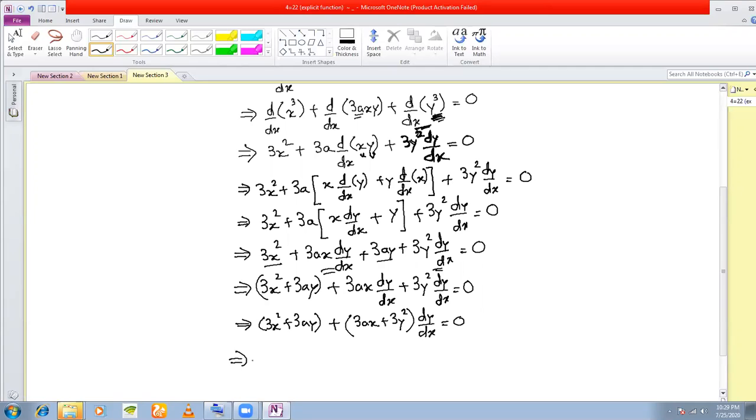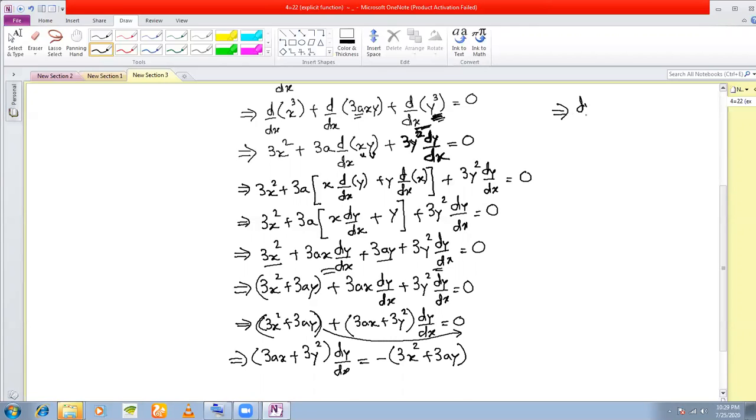So that means (3ax plus 3y square) dy/dx. Now I take this entire quantity to that side. So I get minus 3x square minus 3ay.